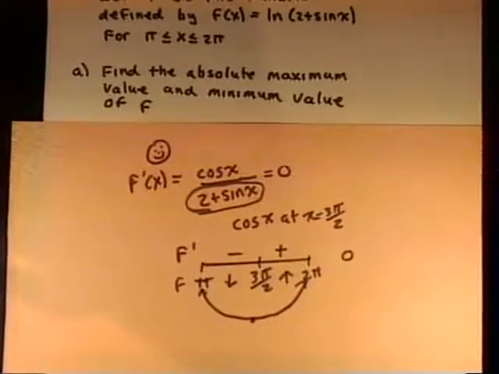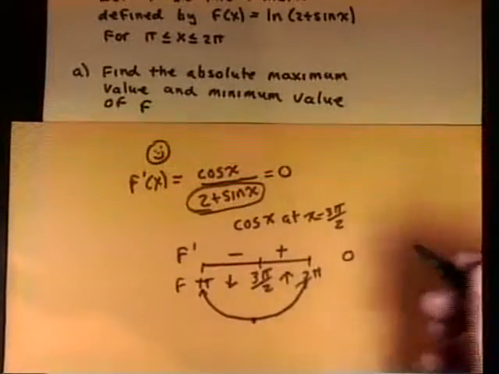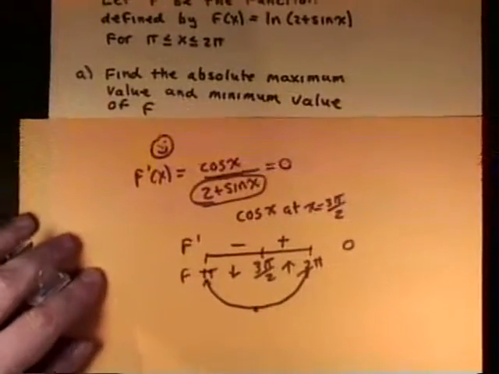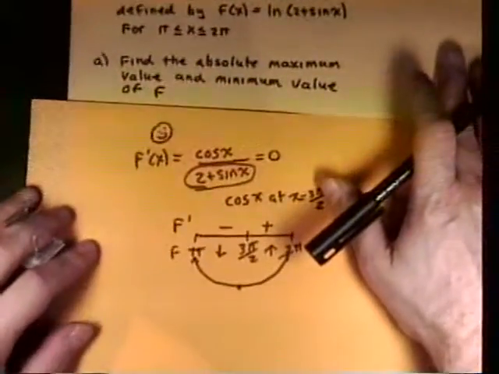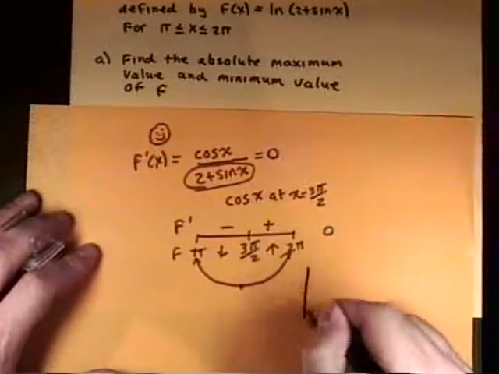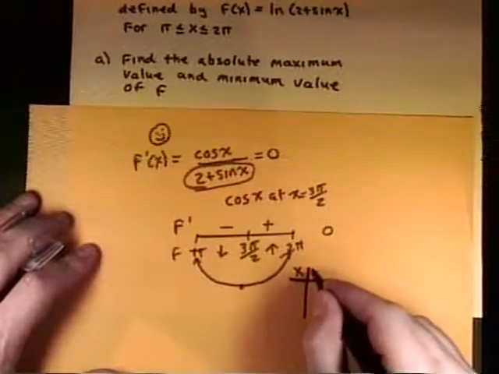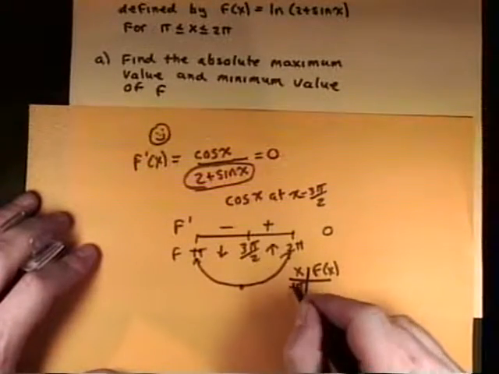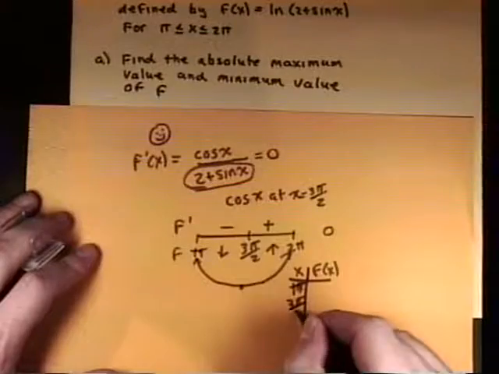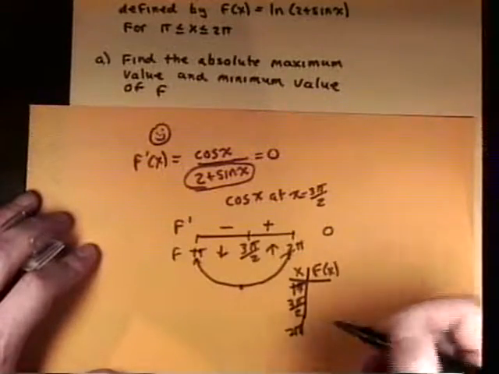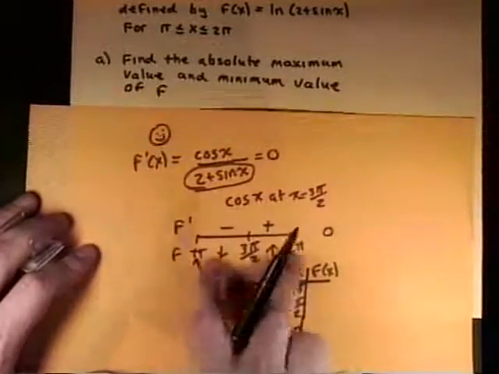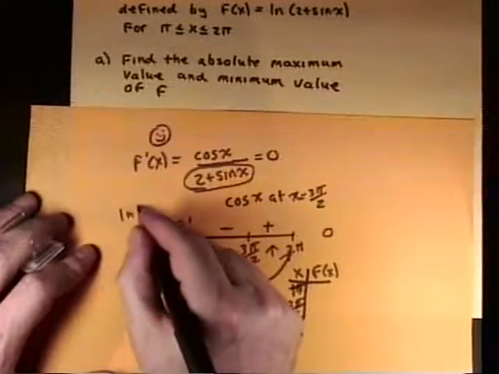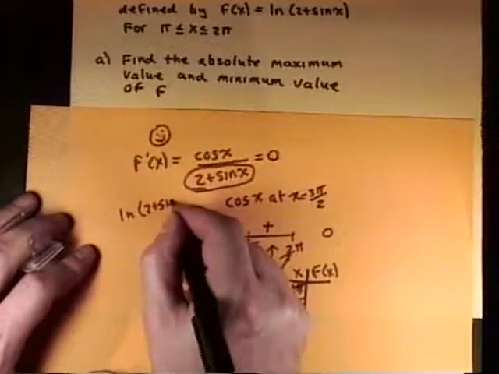How do we find the absolute max? We would have to sub in both pi and 2 pi and see which one is larger. Excellent. What we're about to do now is called the closed interval test. You have pi, 3 pi over 2, and 2 pi. When you want to find absolute extrema, you plug the endpoints and the critical points into the original equation, which is natural log of 2 plus sine of x.